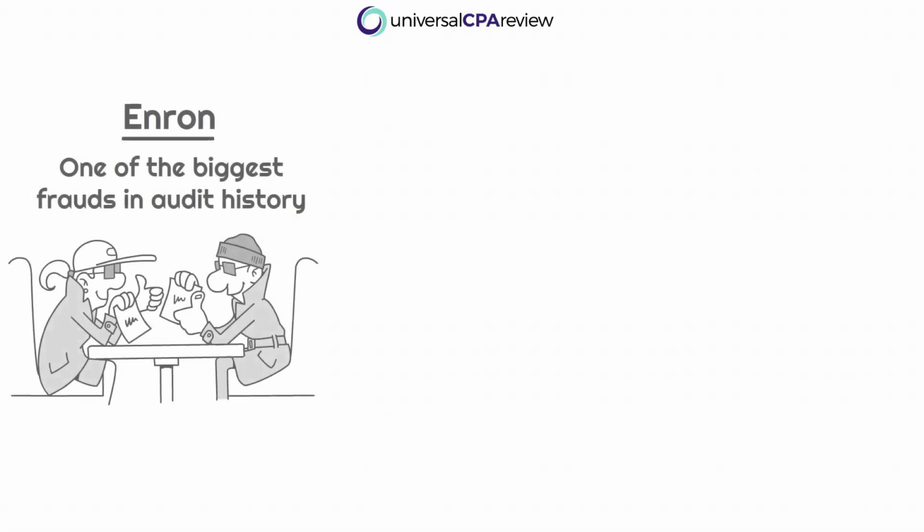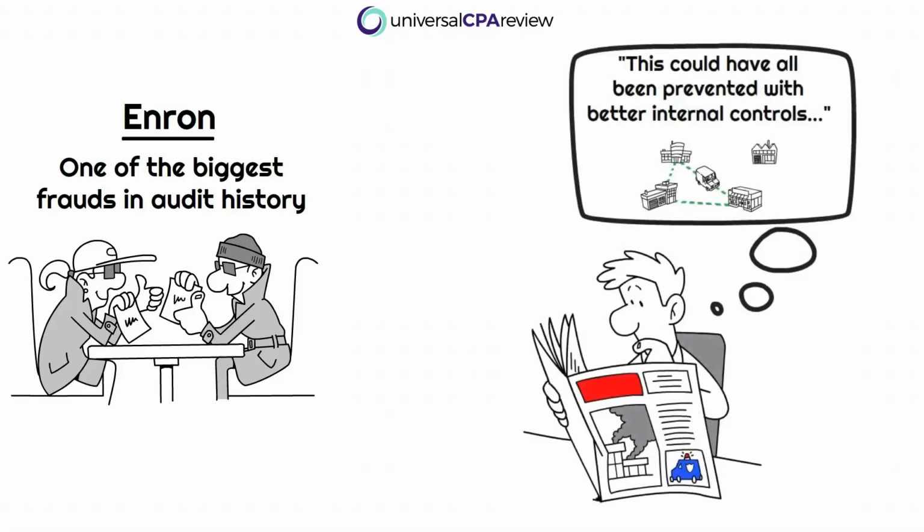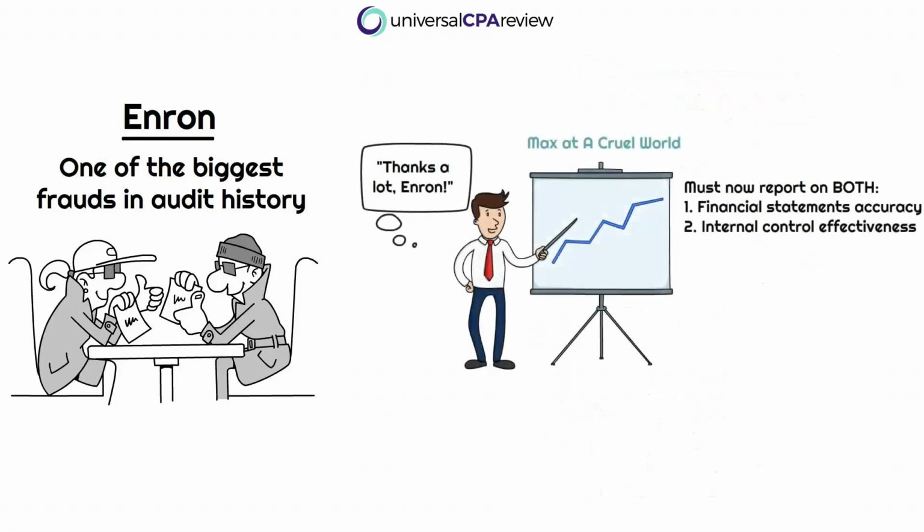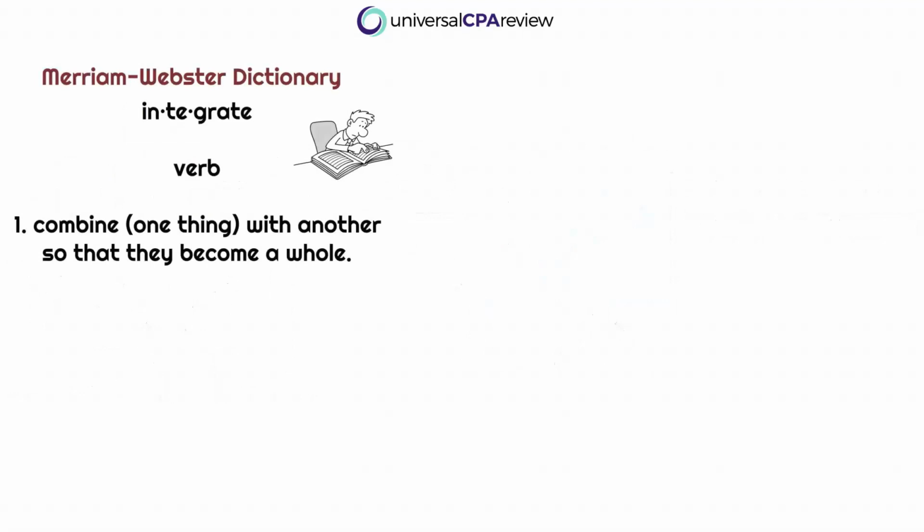So once upon a time, there was a company called Enron. The tale of Enron turned out to be one of the biggest fraudulent scandals uncovered in audit history. And what investigators found out was that this fraud could have been prevented or uncovered earlier had there been stronger systems of internal controls. So now there is this requirement for Max at Accrual World, who is now required to report on the effectiveness of internal controls in addition to the accuracy of the financial statements. Thanks a lot, Enron.